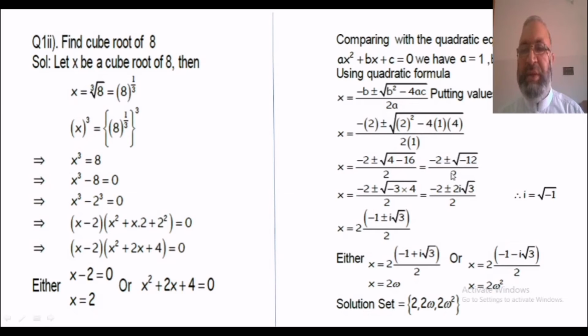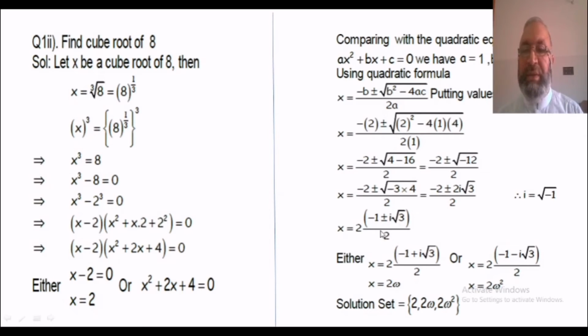Minus 12, simplify it, we can write in the form minus 3 multiplied by 4. The square root of 4 becomes 2, so we can write minus 2 plus minus 2 times the square root of minus 1, which is iota, and the remaining positive square root of 3. So thus we get minus 2 plus minus 2 iota under root 3 by 2. By taking 2 common from the numerator, we get minus 1 plus minus iota under root 3, whole divided by 2.